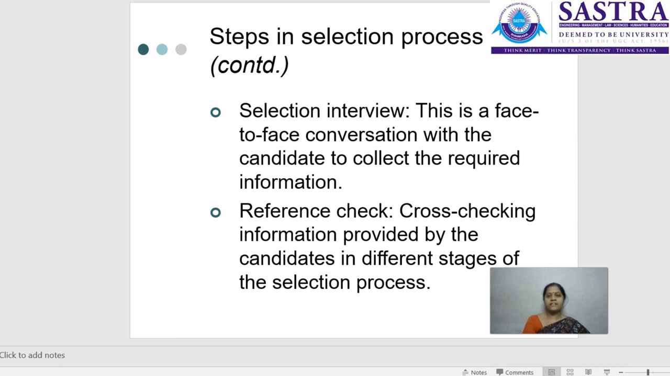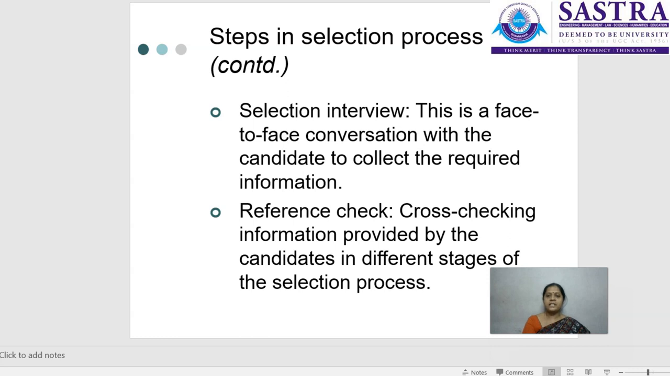This is actually a face-to-face conversation with the candidate to collect the required information about the candidate that could not be collected through other selection steps or tools to determine his ability and his suitability for the job. So this selection interview is a face-to-face conversation with the candidate to collect the required information about the candidate, which cannot be collected through other selection tools. And the next one is reference check.